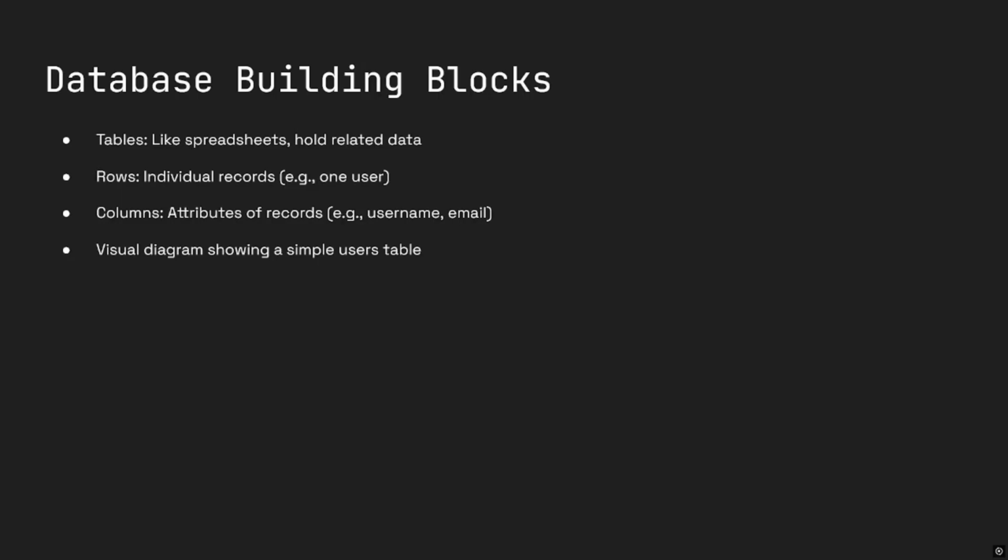And then just the basic building blocks of a database. There's tables, rows, and columns. So a table is just, think of it like a spreadsheet. It just holds related data. Rows are individual records. Columns are attributes of those records. And then ideally, this is optional, but ideally you have a visual diagram showing a simple user table. So like something to visualize the data with. Because if you can't visualize your data, there's no point in having it.